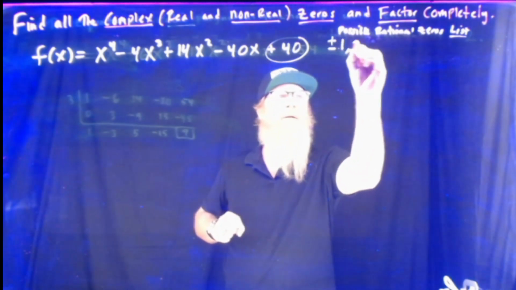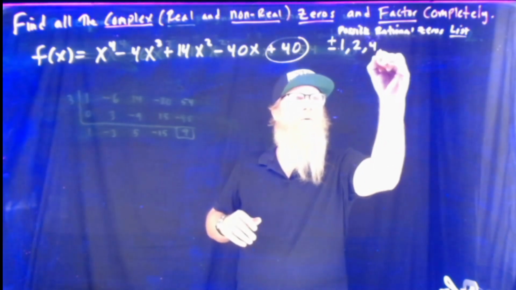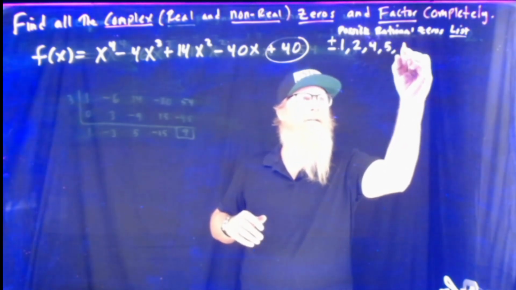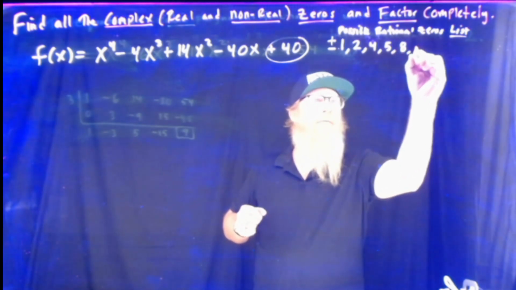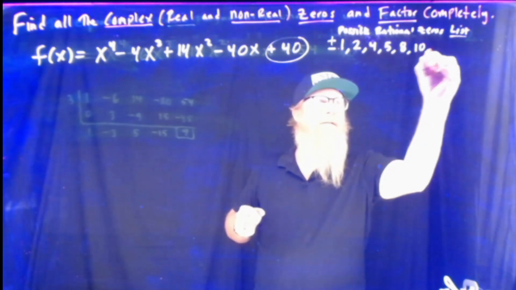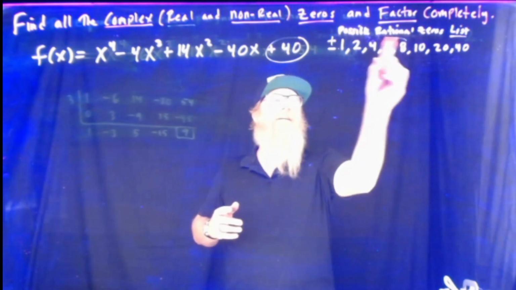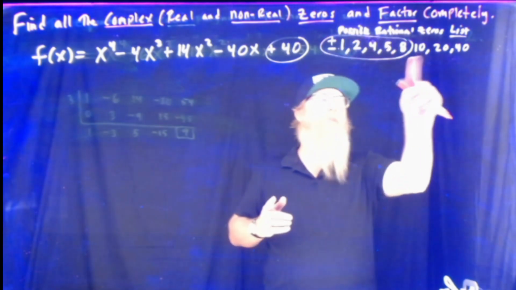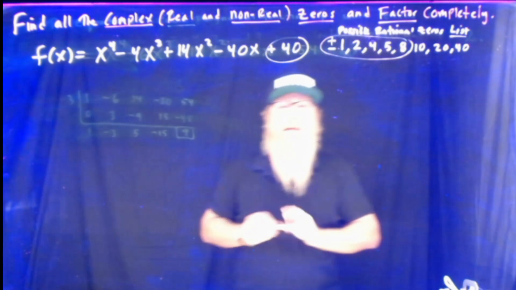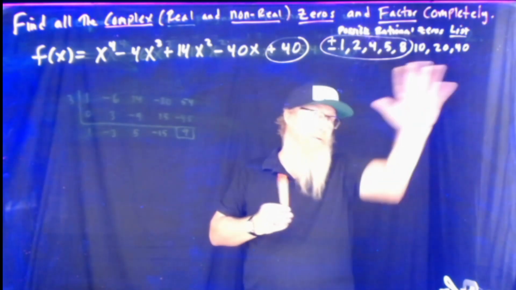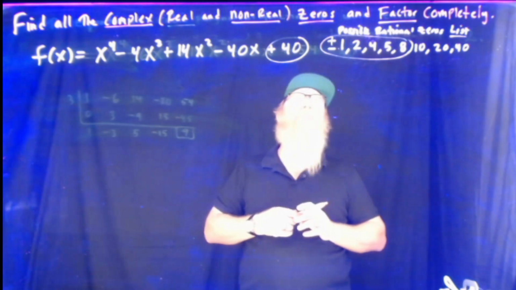So 1, 2, not 3, because 3 doesn't go into 40, 4, 5, 8, yeah, 6 and 7 don't work. What else? 10, yeah, 20, and 40. And I usually stick to the smaller numbers in the list. I rarely ever use up all these possibilities and end up having to try any of the larger numbers. But I still put them as a possibility. It could happen. Not very likely, but it is possible.